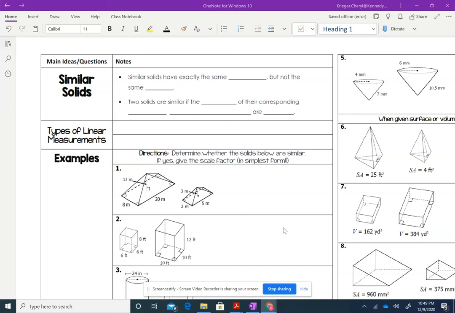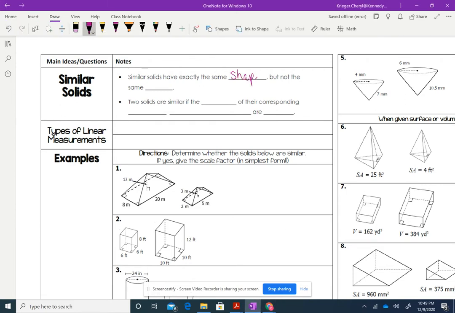All right, everybody. Today our lesson is on similar solids, and it's a very similar lesson to similar figures, which was, I believe, section 5. And of course, you know that things that are similar, they're not congruent. They're the same shape, but not the same size. So those are our first two fill in the blank words. Similar solids have exactly the same shape, but not the same size.